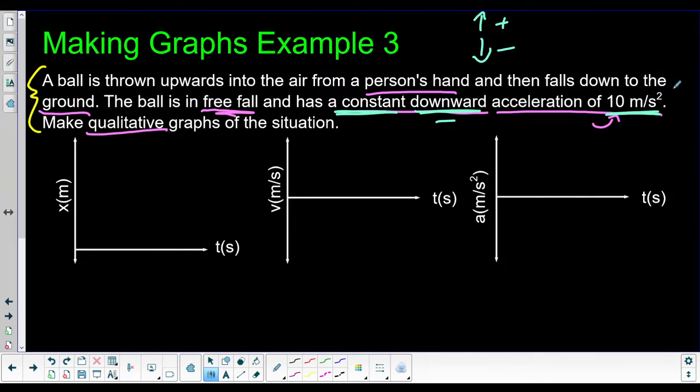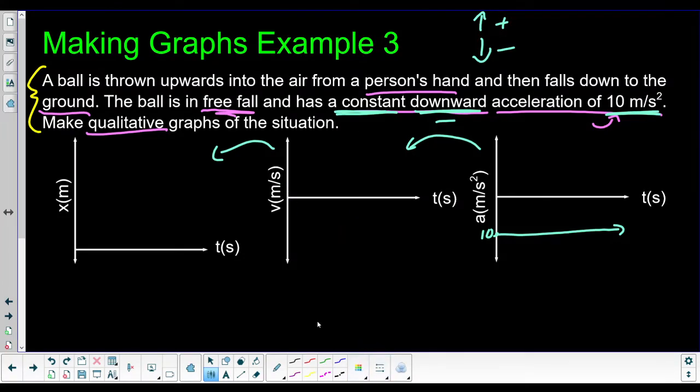And an acceleration of 10. It's really not important what this is. This is just a little bit of foreshadowing. So we're going to just make it a constant horizontal negative number. And if you really want to, you can label that 10 right there. All right. So here is our acceleration graph. Now we need to work our way backwards and get our velocity graphs and our position graphs.